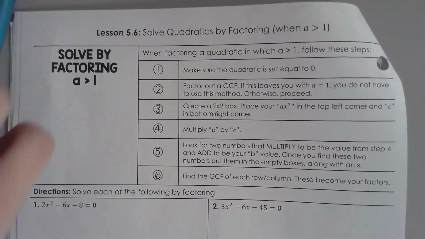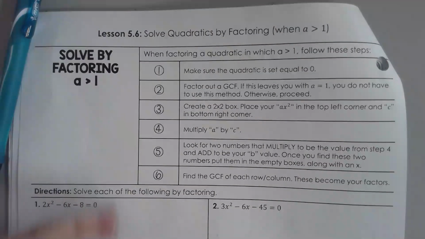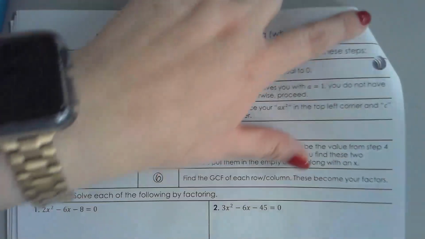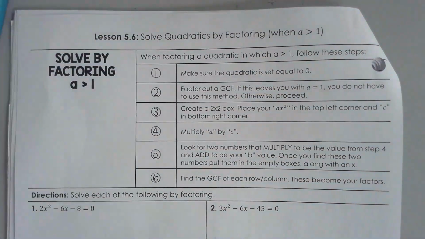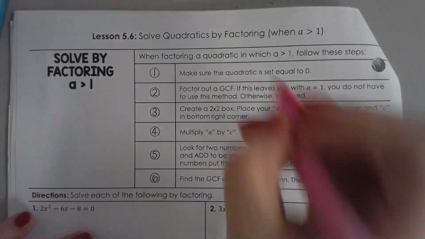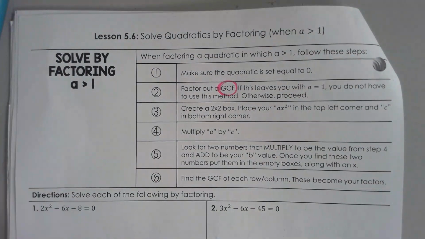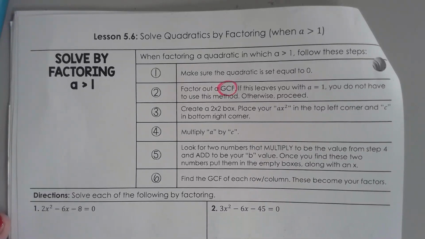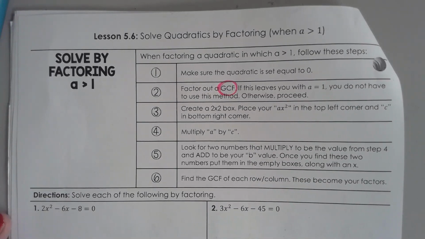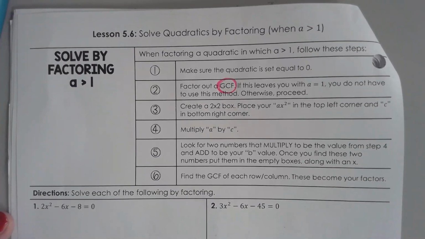So the first thing that you want to do is make sure that your quadratic is set equal to 0. Make sure you have all of your terms on the same side. And then you're going to look for a GCF. A GCF is what goes into all three of your terms. So let's go ahead and actually start with question number 1.